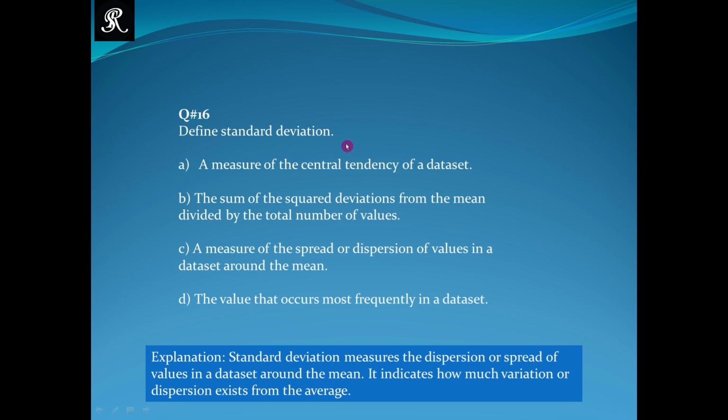Define standard deviation. A measure of a central tendency of a dataset, the sum of the squared deviations from the mean divided by the total number of values. A measure of the spread or dispersion of values in a dataset around the mean, the value that occurs most frequently in a dataset. And the right option is option C.